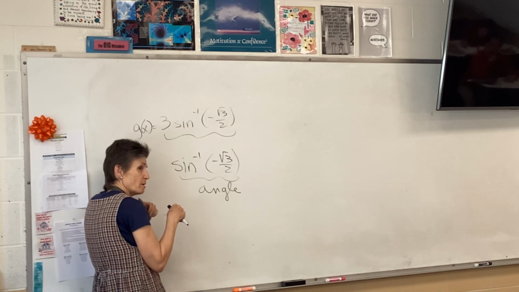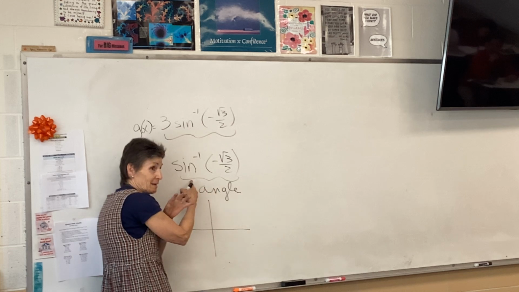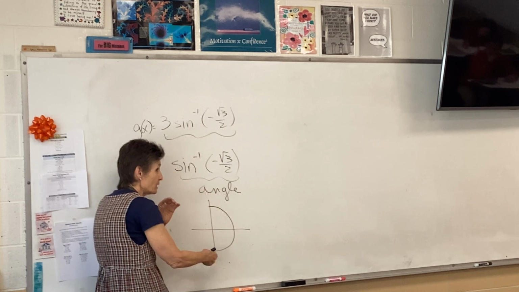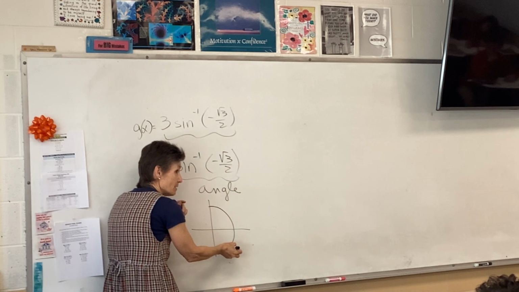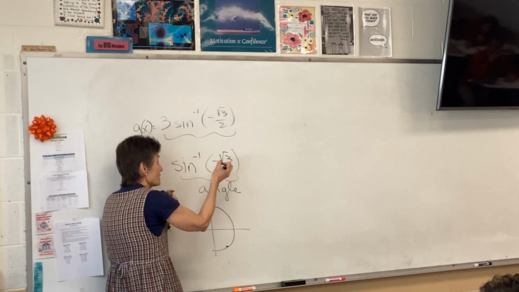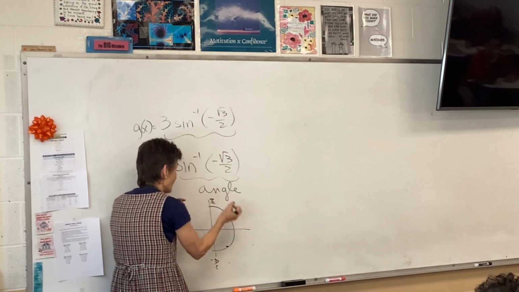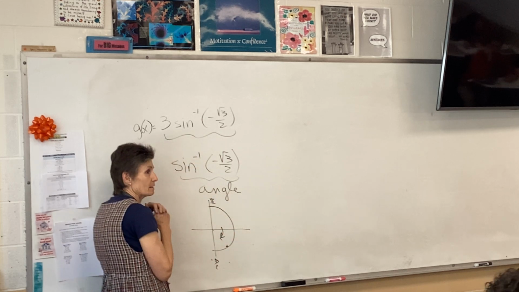Where is the angle whose sine is negative root 3 over 2? Remember, there are rules about this. It's gotta be over here. Negative would mean it's gotta be down here, right? And since it's gotta be between negative pi over 2 and pi over 2, whatever I say, it's gonna be this negative angle right here.